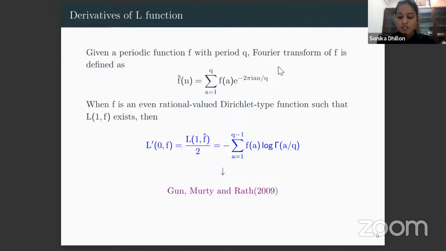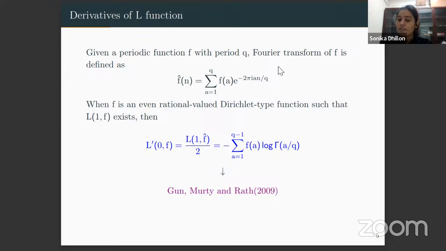Now, so far we have considered the case when k is equal to 1. So now the case is, instead of L1f, what happens if the derivative also comes into the picture? Like here, if f is any periodic function, and f hat is the Fourier transform of that function, then in 2009, Murty and Saradha proved that the derivative of the L function at s equal to 0 can be written in terms of L1 of f hat, which can be done in terms of the logarithm of gamma values, where f is any rational valued function.